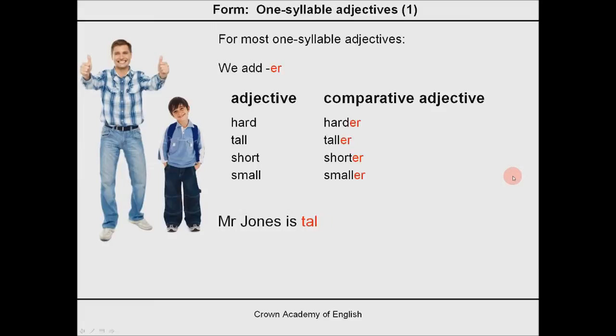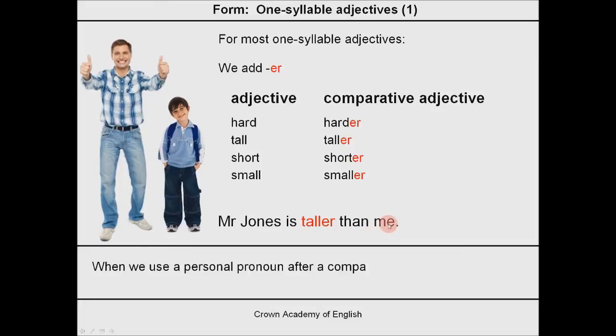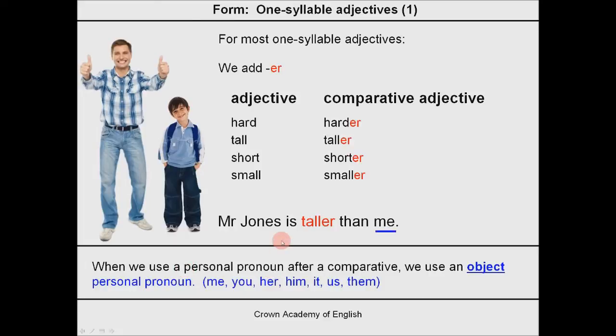Example: Mr. Jones is taller than me. Notice here we have used a personal pronoun, me. So there is a rule here. When we use a personal pronoun after a comparative, then we use an object personal pronoun. And the object personal pronouns are me, you, her, him, it, us, and them. So if we use a personal pronoun, we do not use a subject personal pronoun. So we do not say, Mr. Jones is taller than I, because I is a subject personal pronoun. That is wrong.